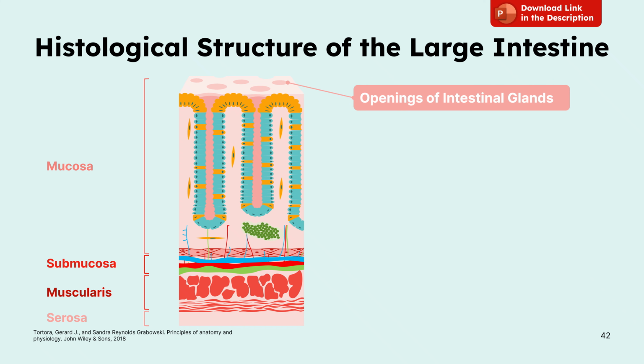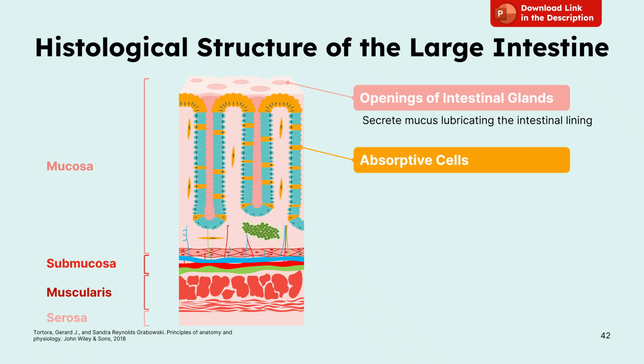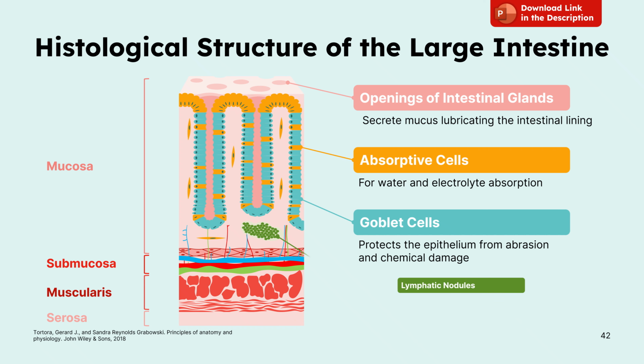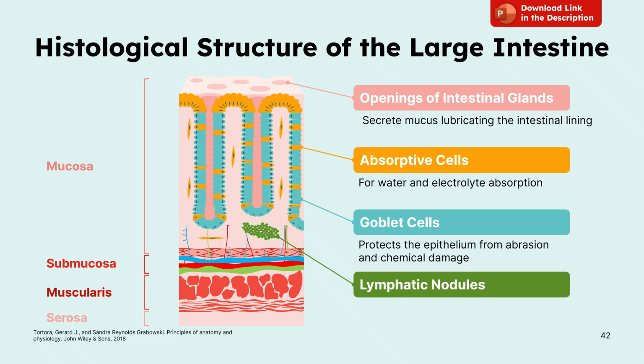The large intestine's histological structure comprises distinct layers, each with specialized cells and features. The openings of intestinal glands secrete mucus, lubricating the intestinal lining to facilitate the smooth movement of waste. Absorptive cells, forming most of the epithelium, are crucial for water and electrolyte absorption. Goblet cells, abundant throughout, produce a mucus layer that protects the epithelium from abrasion and chemical damage. Scattered lymphatic nodules contain immune cells that guard against pathogens in the digestive tract.